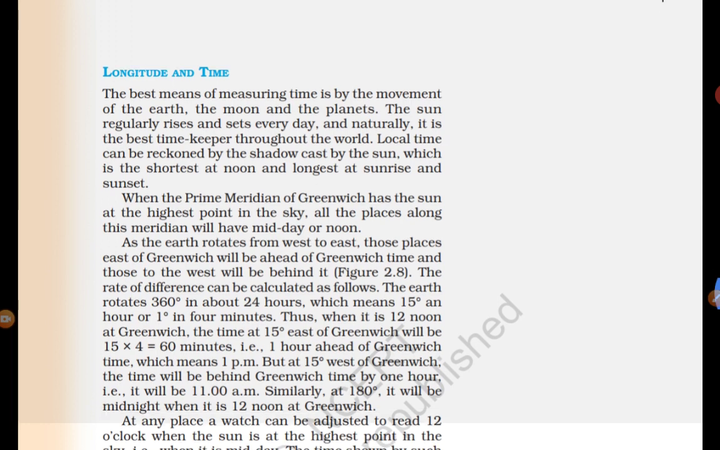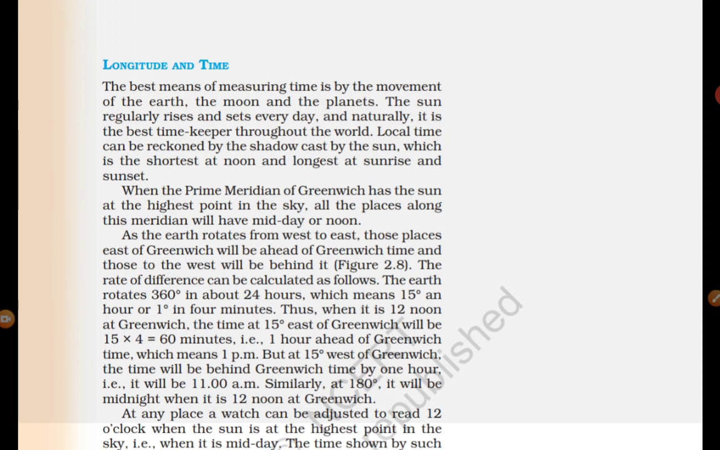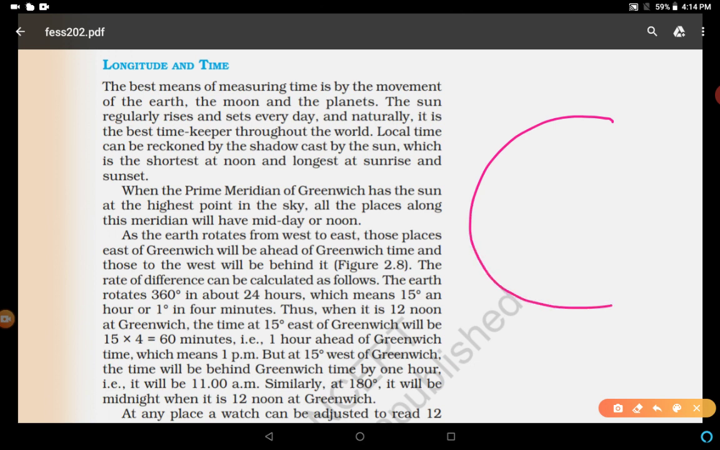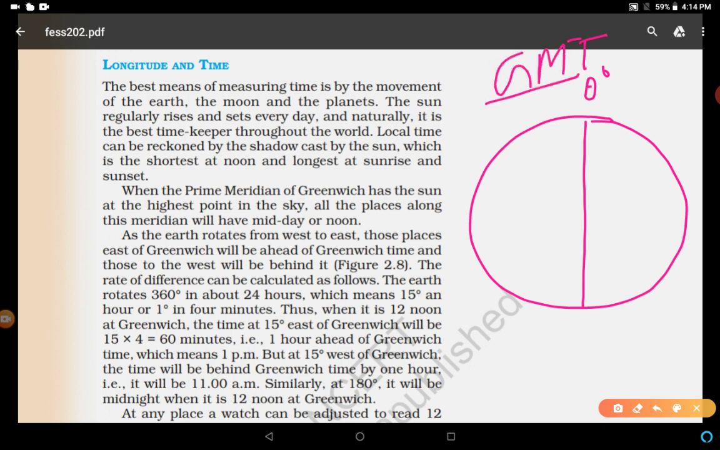Longitude and time. Longitudes are very important to tell the time. Clear? If you want to know the time of any place, then longitudes are very important. They play a very important role, because see this figure, this is the 0 degree prime meridian. It is also known as GMT, Greenwich Mean Time. In the entire world, GMT is the standard time. For example, it is 12 p.m. in the noon at this line.